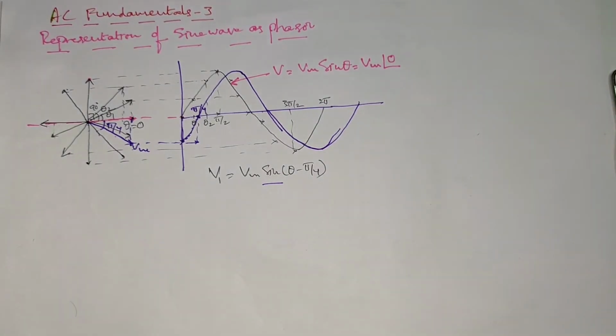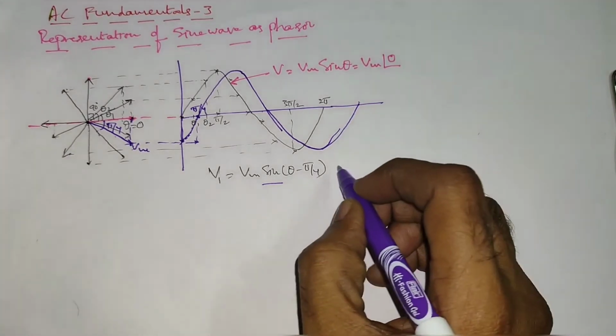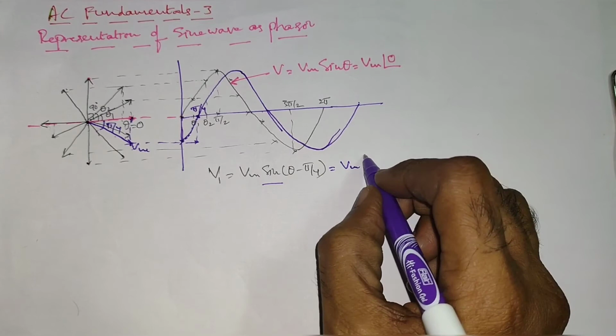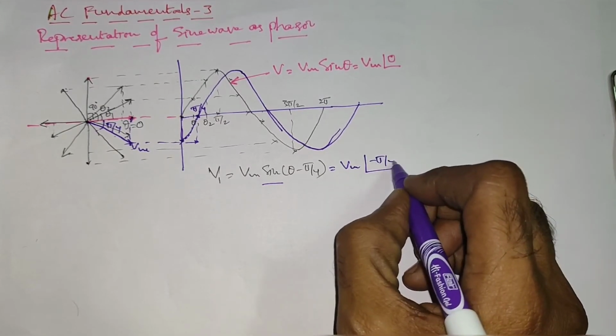That is how we can represent any waveform as a vector or a phasor. So this can be represented in phasor notation as Vm at an angle of minus pi by 4.